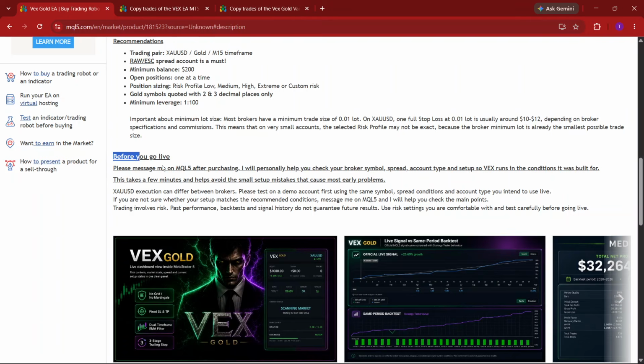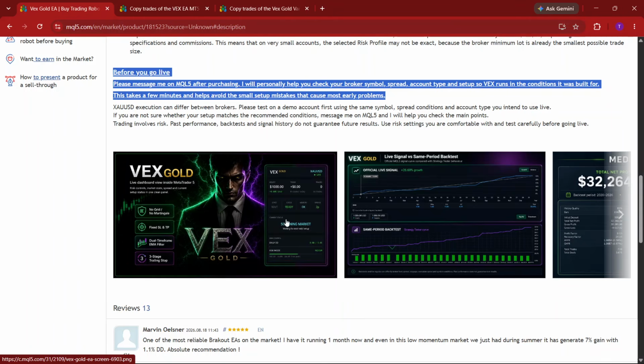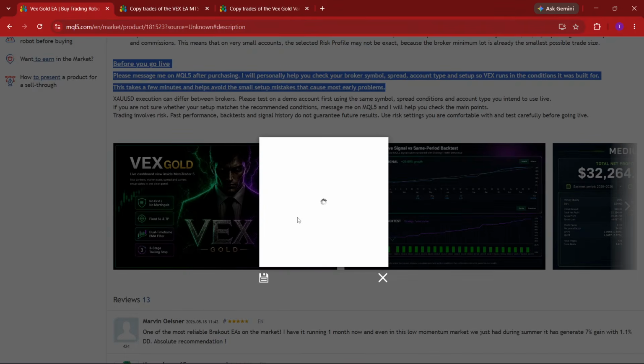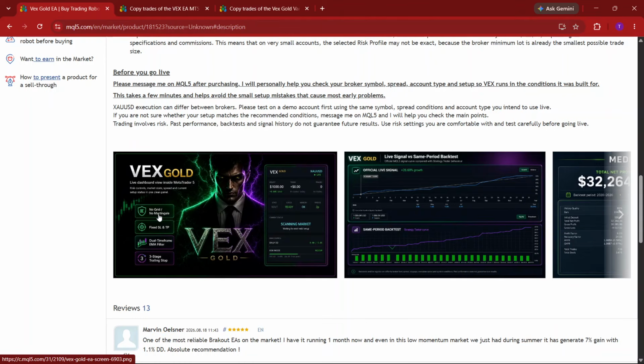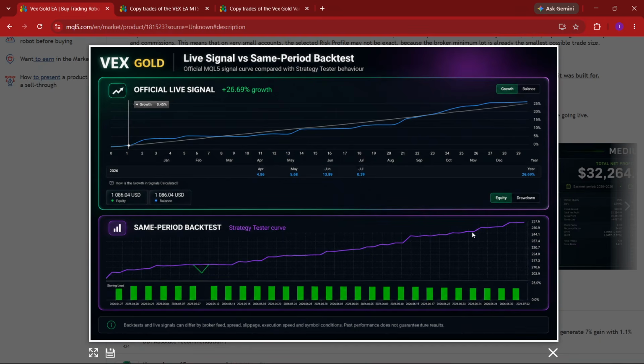Now he has a note if you are going live, but since we are using the demo version, I'm going to ignore this and look at his backtest results. As you can see, no grid, no martingale. Official growth, official live signal.